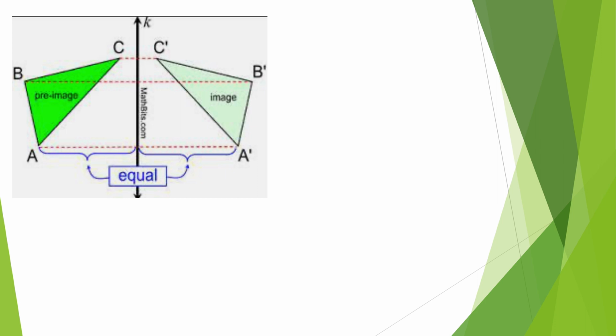So here's an example of a line reflection. We start with a shape called a pre-image. That's on the left. And the pre-image is reflected over the line, K. That's the line running right up and down the middle. And you create the image.